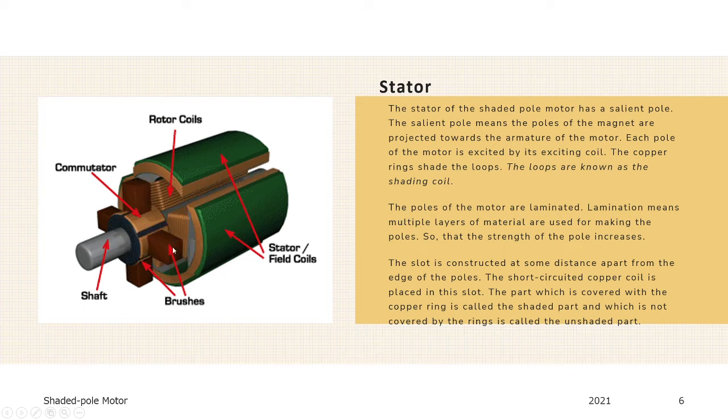Tapos ito po yung stator. Ito po yung pabilog po na nagtatago po ng rotor po. The poles of the motor are laminated. Lamination means multiple layers of material are used for making the poles so that the strength of the poles increase. The slot is constructed at some distance apart from the edge of the poles. The short-circuited copper coil is placed in this slot. The part which is covered with the copper ring is called the shaded part, and which is not covered by the rings is called the unshaded part.